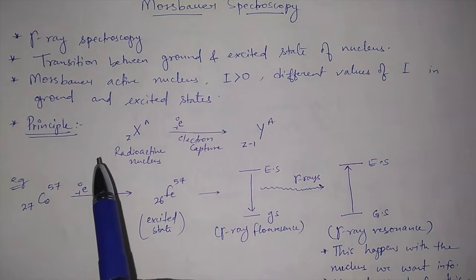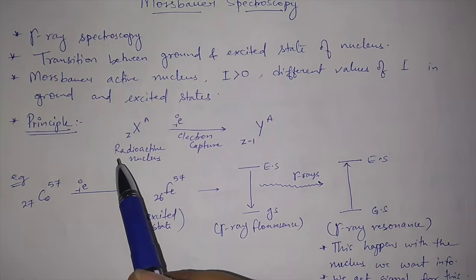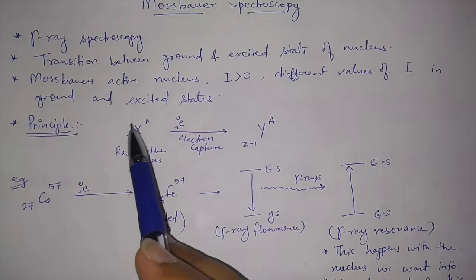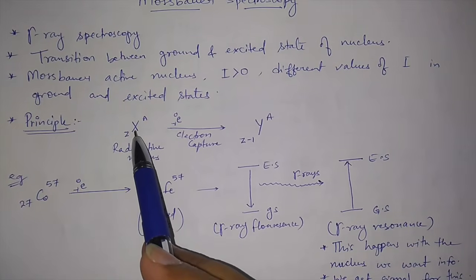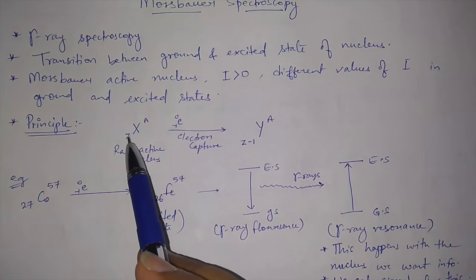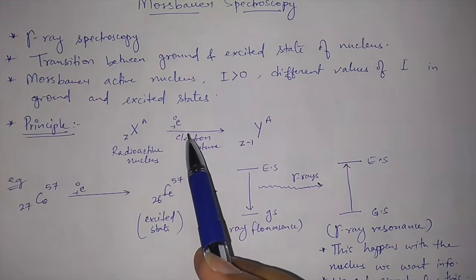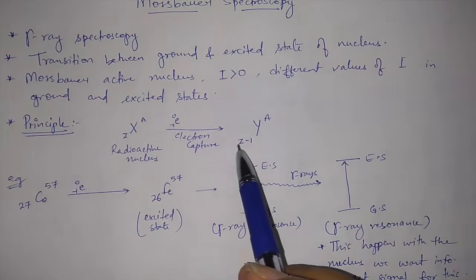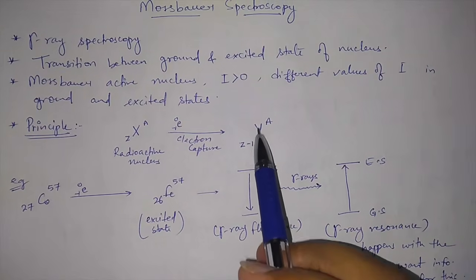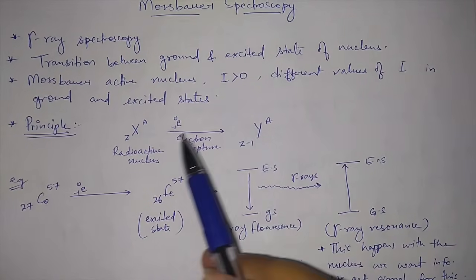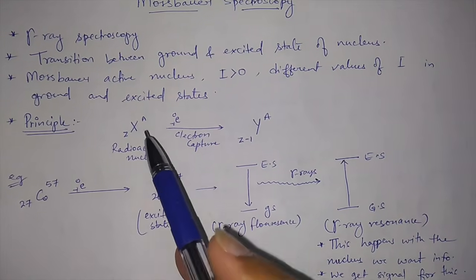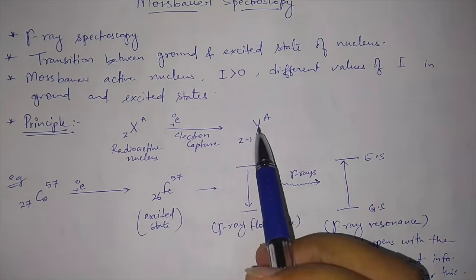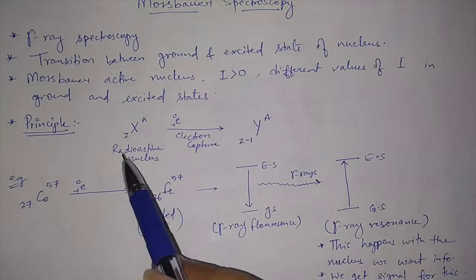Now let's talk about the principle behind it. What is the principle behind Mossbauer spectroscopy? The principle involves a radioactive nucleus. Let's say we have a nucleus X having atomic number Z and atomic mass A. Now when it does electron capture, its atomic number reduces and it gets converted into another nucleus, right? These are the basic things which you have read in nuclear chemistry. So this element X gets converted into Y with atomic number less by 1 unit.